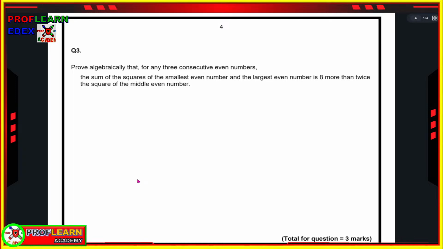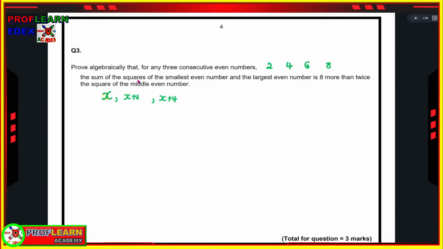Prove algebraically that for three consecutive even numbers, and we know even numbers, if we are having, for instance, an even number x, the next even number will be, let me list just even numbers, 2, 4, 6, 8. So from one even number to the next is plus 2. So the next even number is x plus 2. The next one will be x plus 4.